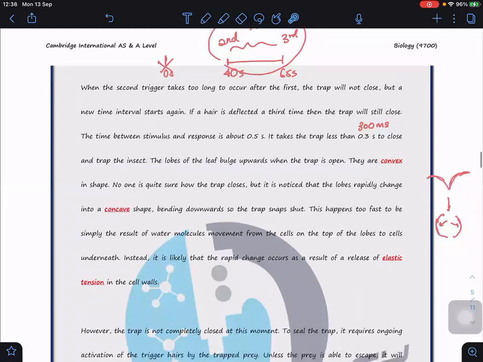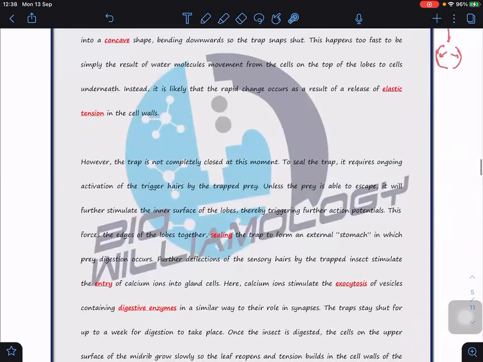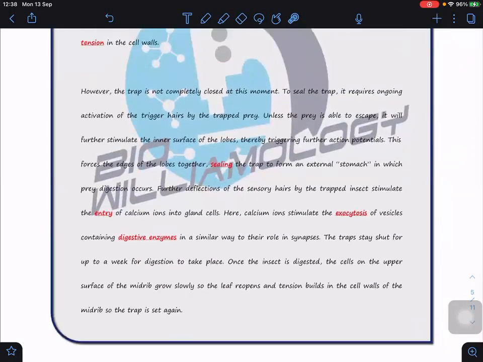But in our syllabus, we need to know about the result of the movement of the molecules here because of what? Because of the auxins, okay? So when it comes to auxin, we're going to learn about this again, how these water molecules enter into the cells due to the actions of the auxin. So here I won't discuss it, okay? However, the trap is not completely closed at this moment.